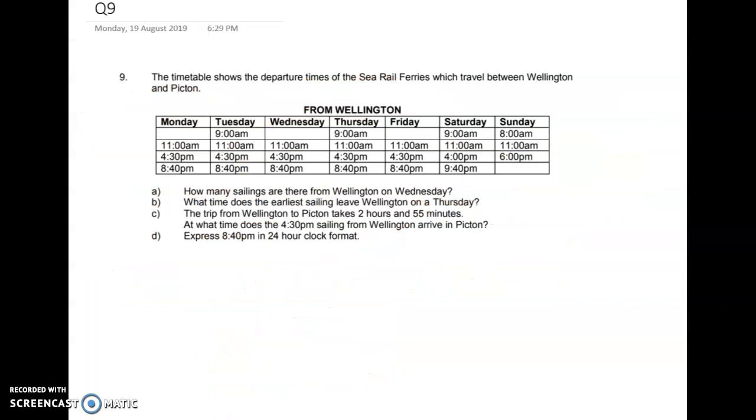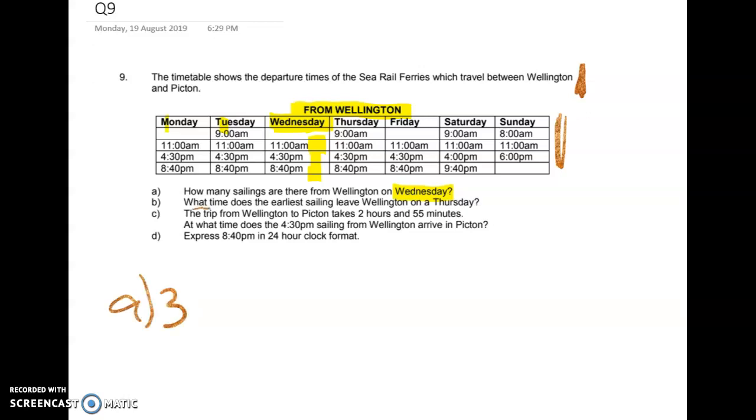Now this is one where we're given a timetable, and it's the same kind of thing. We want to see if you understand how to link up the words with the information in here. So it's a ferry timetable between Wellington and Picton, and it's just the part showing the ferries going from Wellington. So how many sailings are there from Wellington on Wednesday? So we go through here and we find the Wednesday column, and we see that there are 3 of them. So the first answer is going to be 3.